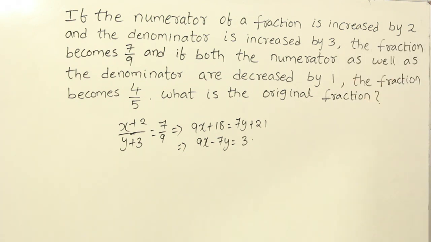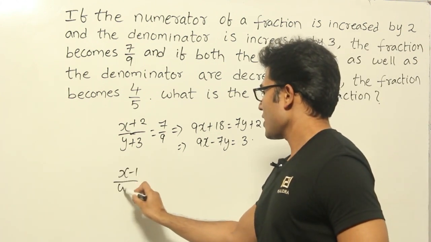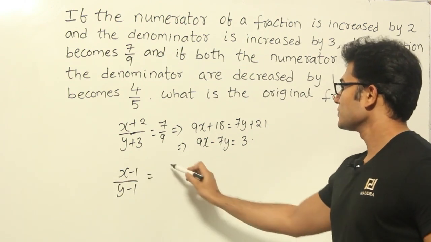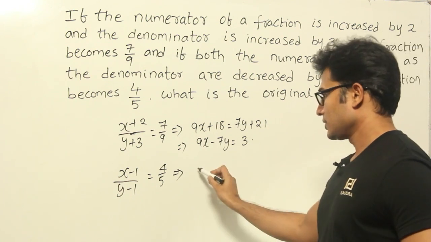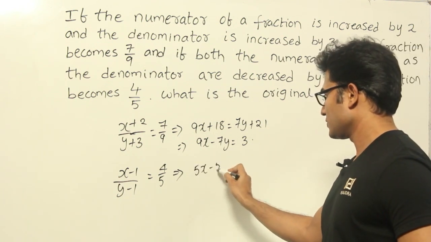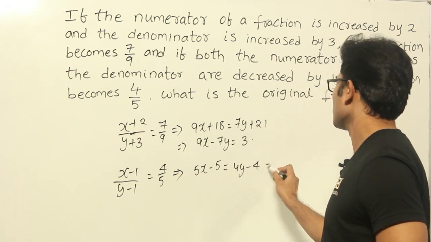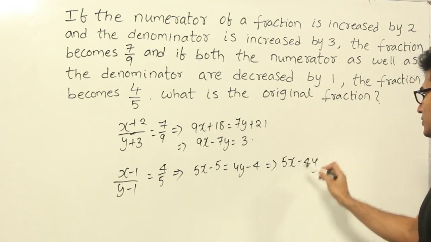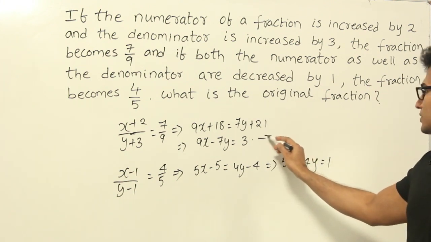And the next one is if both are decreased by 1, which means x minus 1 and y minus 1, both the numerator and denominator, if they are decreased by 1, then the fraction becomes 4 by 5, right? Then the equation is 5x minus 5 equal to 4y minus 4. That implies 5x minus 4y equal to 1, right? Okay, now let's try to multiply this one with 5.